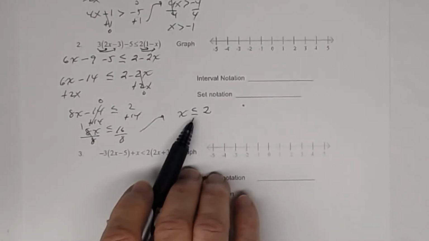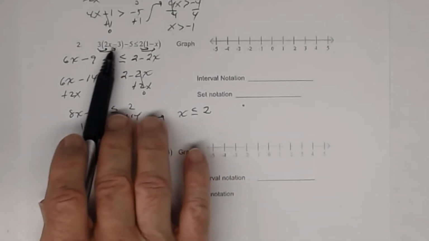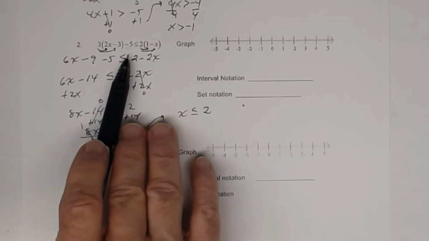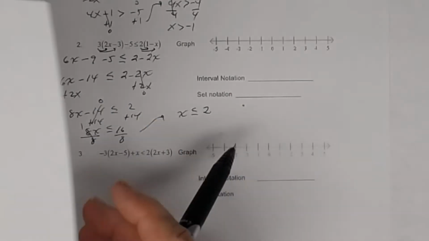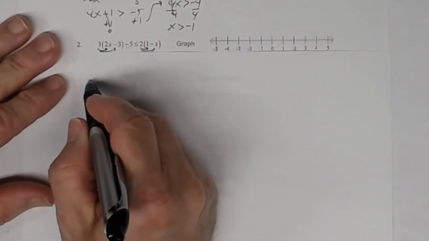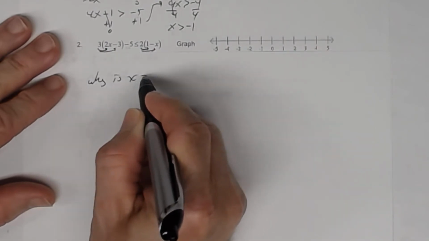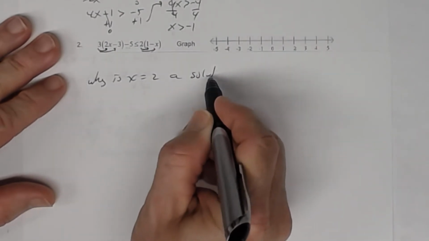Let's see why 2 is a solution. I mean, you know 2 is a solution because it's an equal sign, right? But let's see if I substitute 2 into the original, why is it a solution? So let me just show you. So why is x equal to 2 a solution?